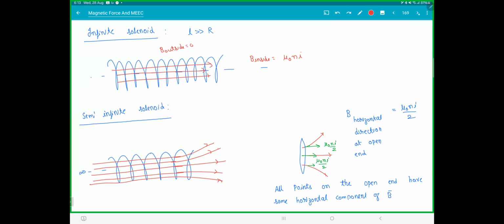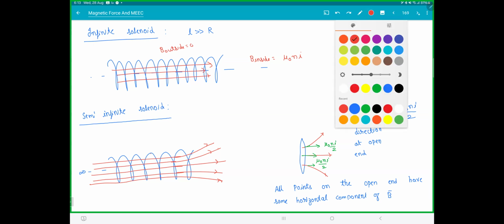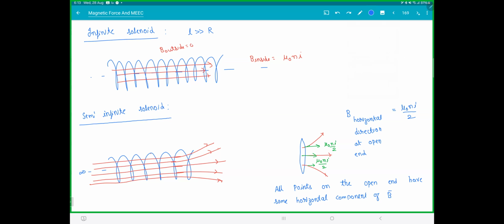In case of infinity, that won't happen, because for infinity every point is a midpoint. So by symmetry, you can say all lines will come from infinity and go to infinity. But in a semi-infinite solenoid, some field lines originate in the middle. It's not a symmetrical shape. That's what I'm saying. You can only discuss the open end. Once you go a little inside, what will happen? We have no idea. You can find it on the axis still using the finite solenoid formula.